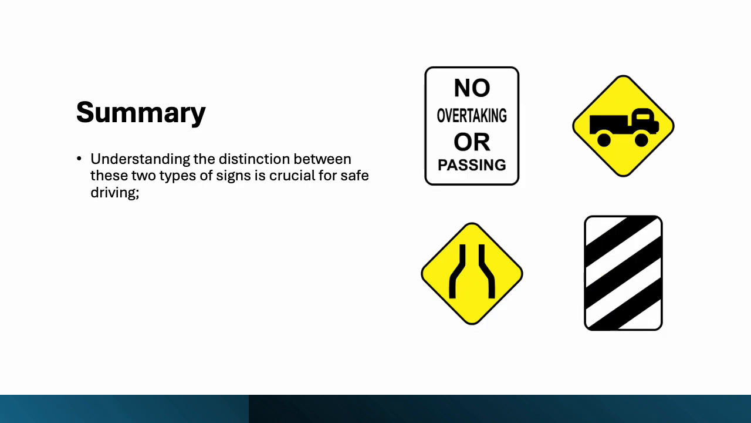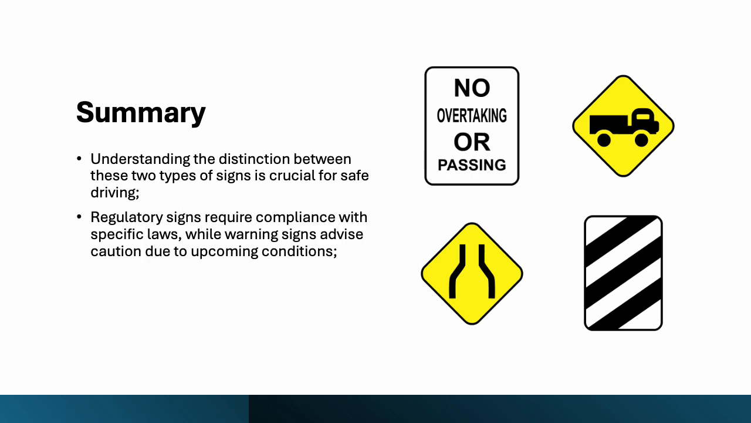Understanding the distinction between these two types of signs is crucial for safe driving. Regulatory signs require compliance with specific laws, while warning signs advise caution due to upcoming conditions. Both are integral to maintaining order and safety on Australian roads.